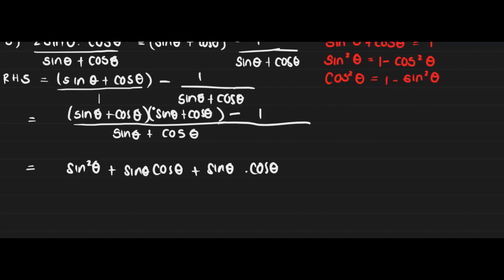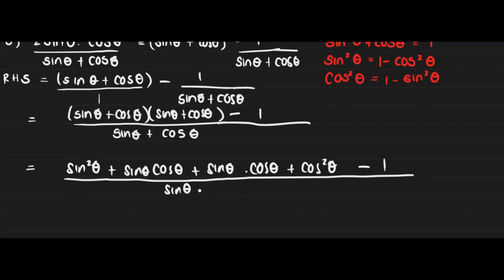Then the last one is going to be cos theta multiplied by cos theta, which is the same as cos squared theta. This whole thing is going to be minus 1, don't forget this minus 1, don't be like me. This whole thing is going to be divided by sine theta plus cos theta, right? So now let's go up.